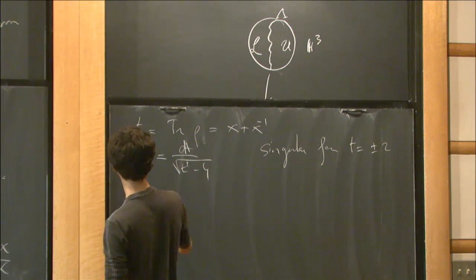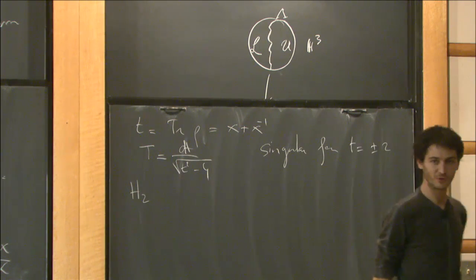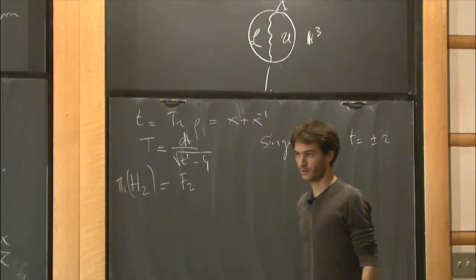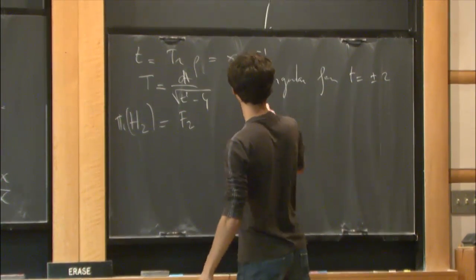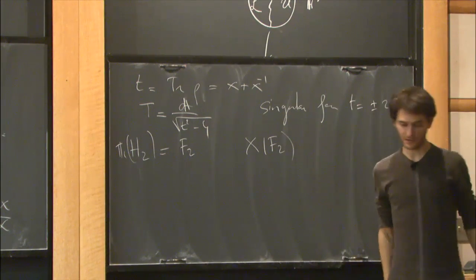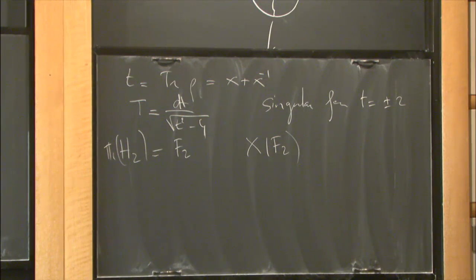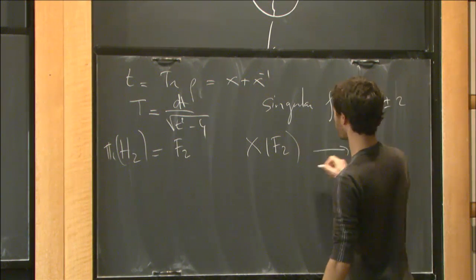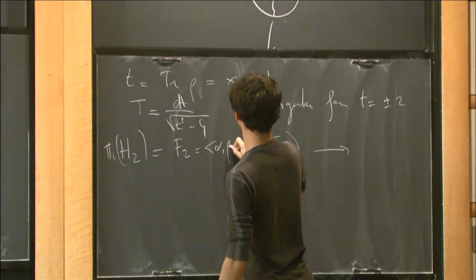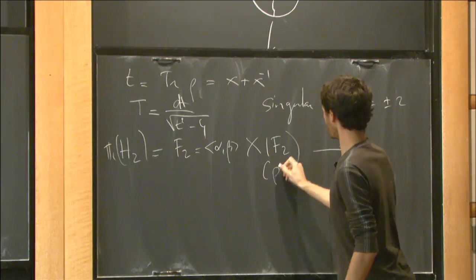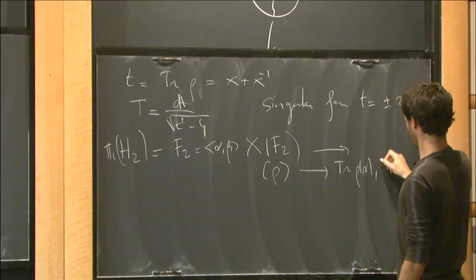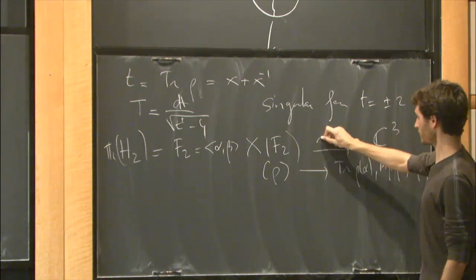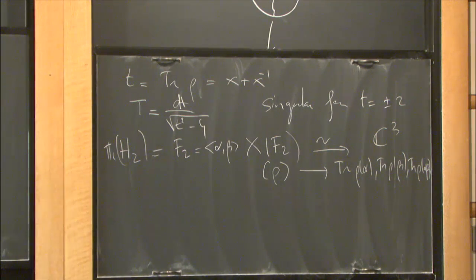So the second example is H2, which is very beautiful, because the pi1 of H2 is a free group with 2 generators. And it's well known that the trace x of F2 is a very, very nice variety. Once you have a group with 2 generators, to define the representation, you just need to have the trace of the first, the trace of the second, and the trace of the product. So let's call this group the group generated by alpha and beta. And then for any representation, take the trace of rho of alpha, the trace of rho of beta, and the trace of rho of alpha beta. This is an isomorphism to C cubed here.